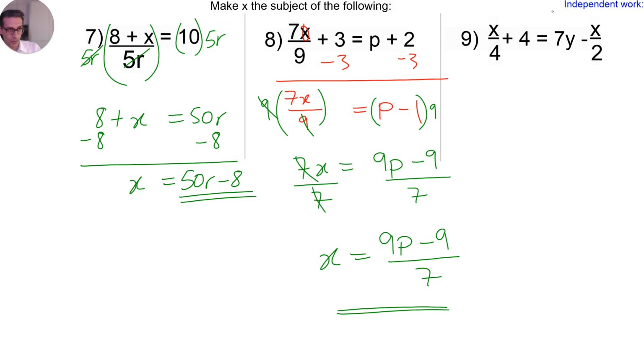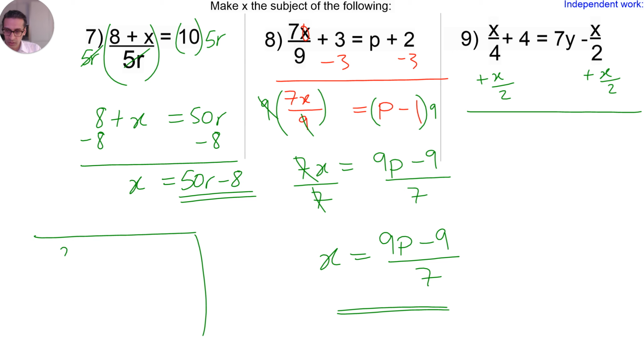And then the last question looks a bit scary, but let's see how we can do it. So I want to isolate x, and I've actually got x's on both sides, so I'm going to need to add the least one. So I can see negative x over 2 is less than x over 4, so I'm going to do the 0 pair for that, plus x over 2. Let's try that. So plus x over 2, plus x over 2. So x over 4 plus x over 2. Let's just do that on the side.